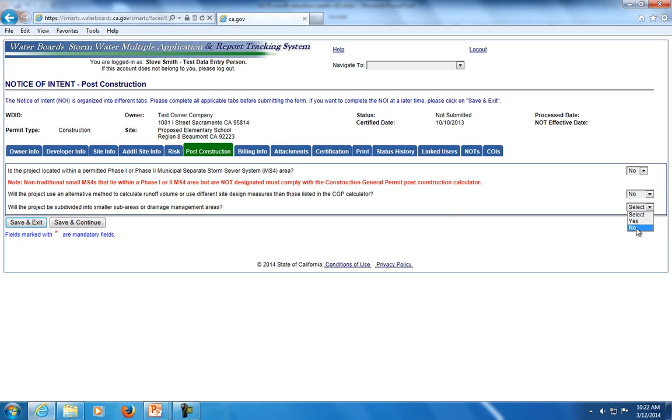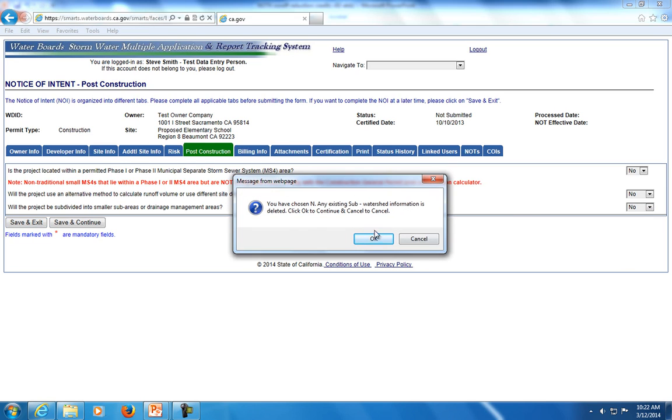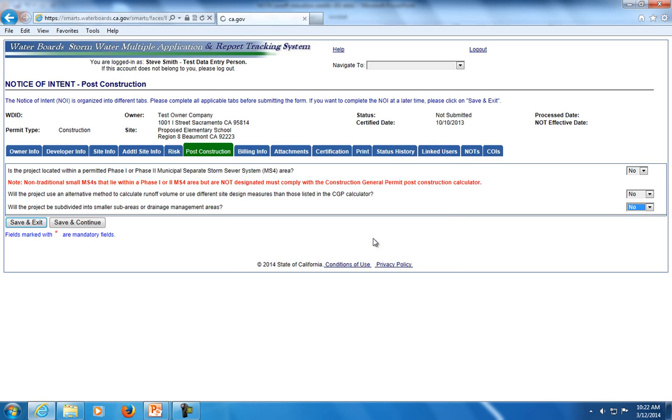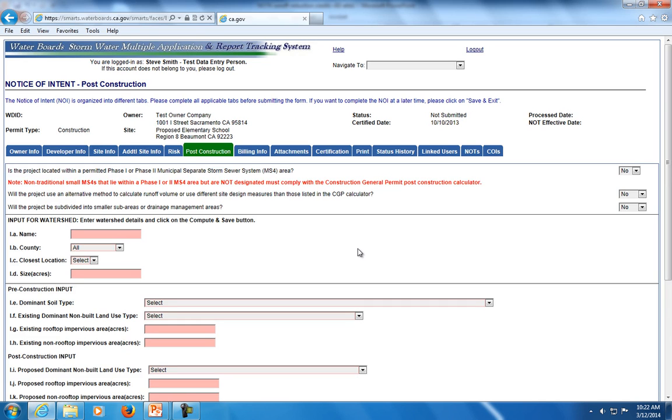So I'll select no for that. A message pops up from the web page basically saying, okay, are you sure? You've chosen no, and what this does is give you one screen that you have to fill out for the entire project. So we're considering the one project as one big drainage area. I'll select OK for that. Okay, then we have a whole series of inputs for watershed and project information. For 1A here, I'm basically going to call it proposed elementary school.